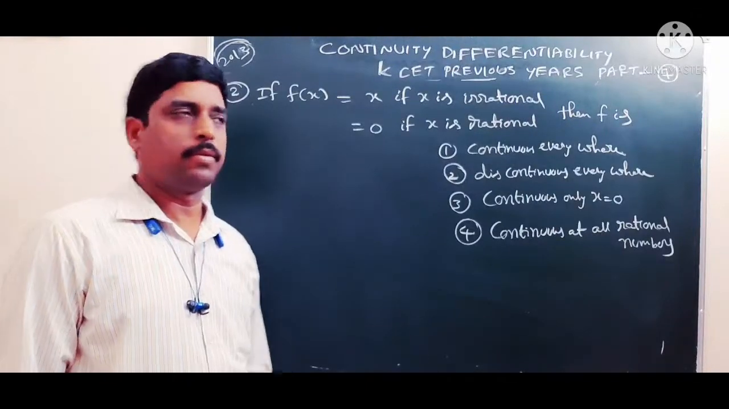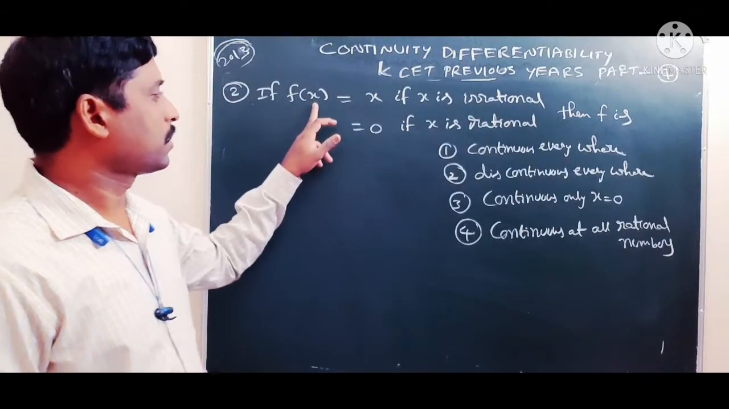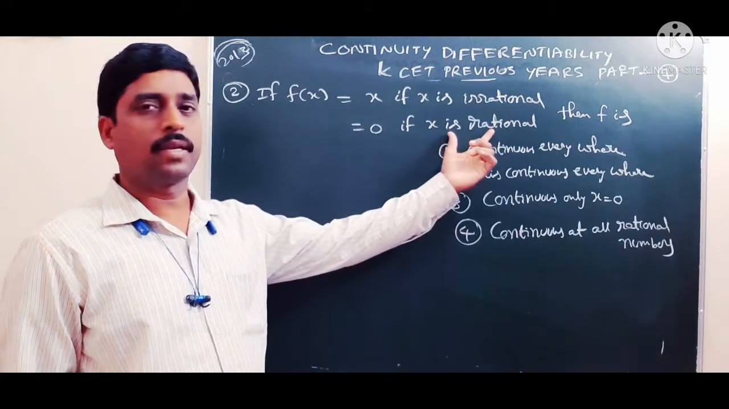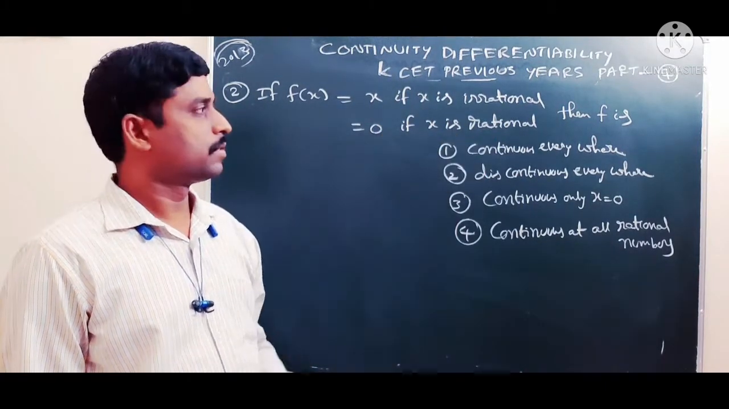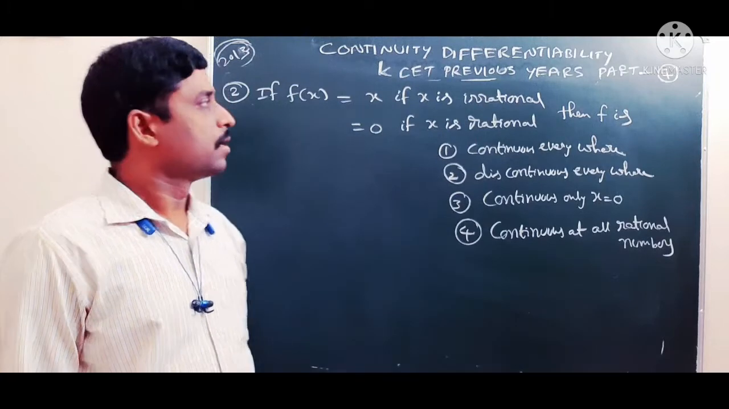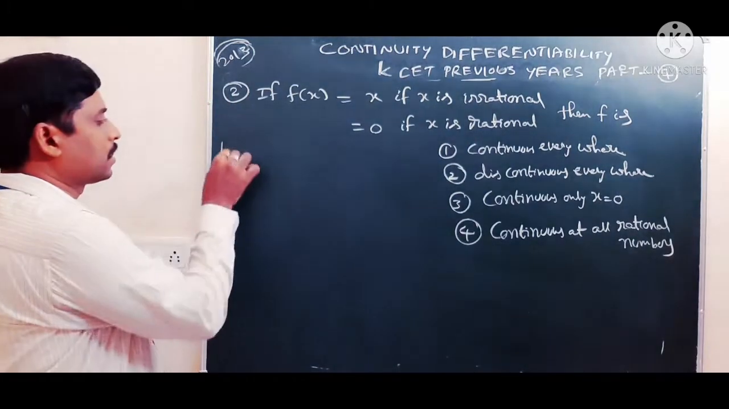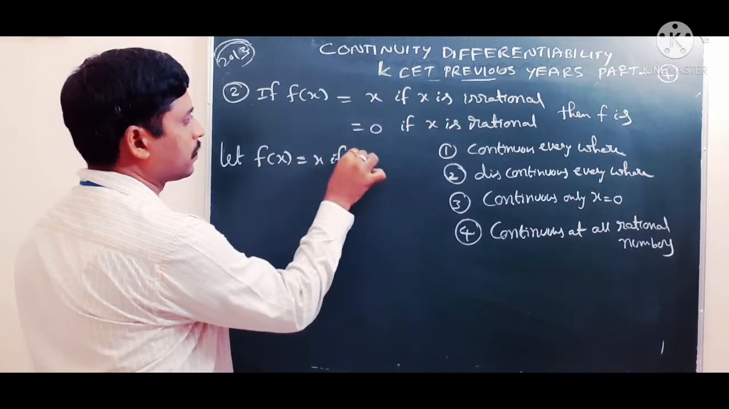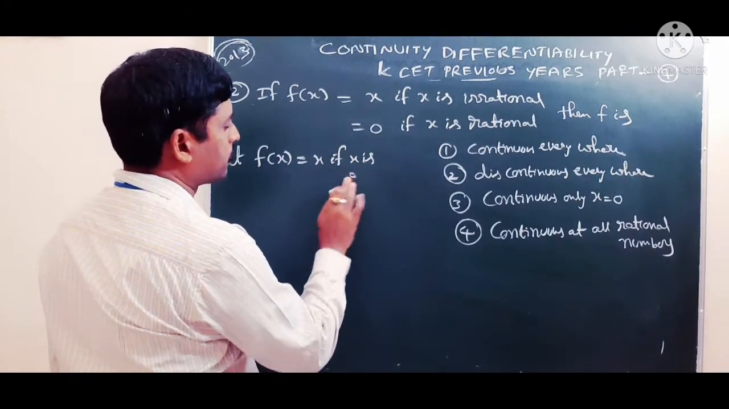Let us go to the next problem, from 2013. f of x is equal to x if x is irrational. If x is rational, f of x value is 0. So options are given. Let us take the first case, f of x is equal to x if x is irrational.